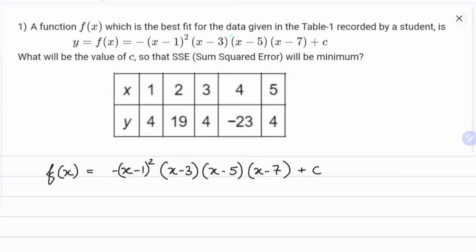Okay, so let's start with the assignment. In question 1, it is given a function f(x) which is the best fit for the data given in table 1 recorded by a student. The best fit is given as f(x) = -(x-1)^2 (x-3)(x-5)(x-7) + c. So we have to find the value of c so that the SSE, that is the sum squared error, will be minimum. So let's first find out the error.